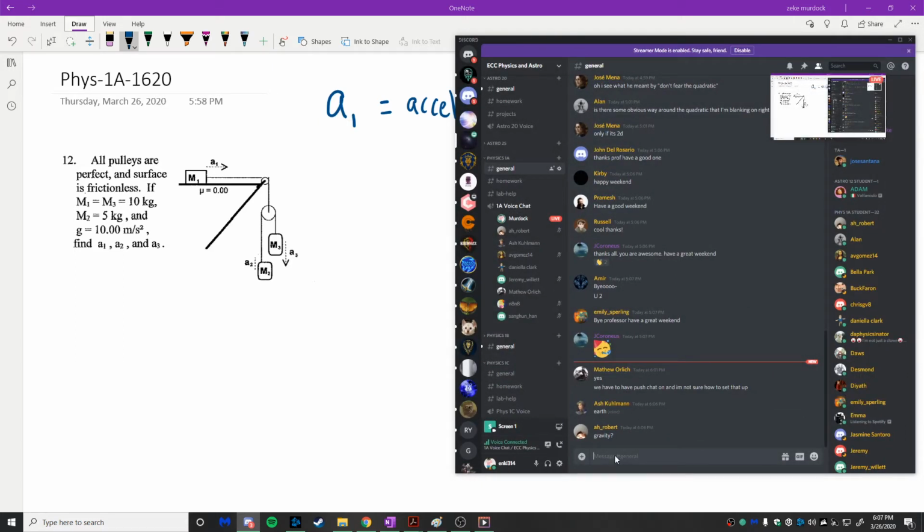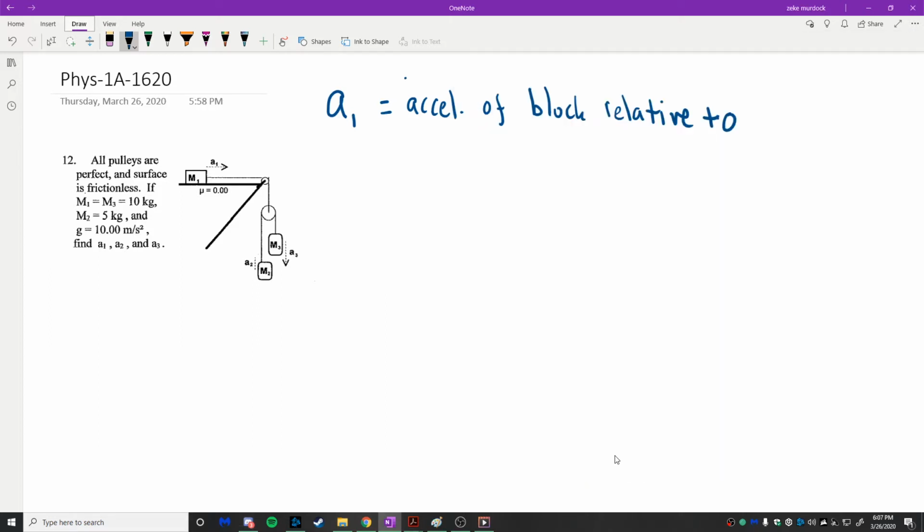Okay, so I see Ash already answered the question. Thanks for noting that I wasn't on the right thing. So this is the acceleration of the block, not due to gravity, but the acceleration of the block relative to the ground or the Earth. So I'm going to label this as A1E.